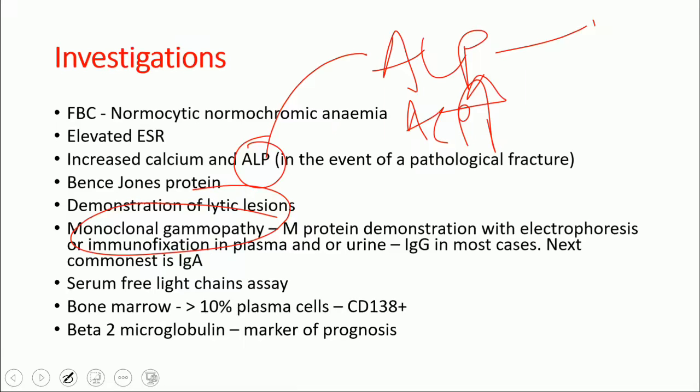So the higher the beta-2 microglobulin, the worse the prognosis, right? Worse the prognosis.